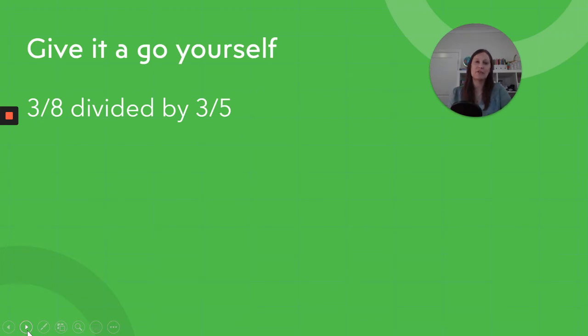I'd like you to give this a go yourself now. Here's an example, 3/8 divided by 3/5. Pause the video now and have a go at solving it yourself. And then when you're ready, press play again and come back and we'll see how we go solving it together.